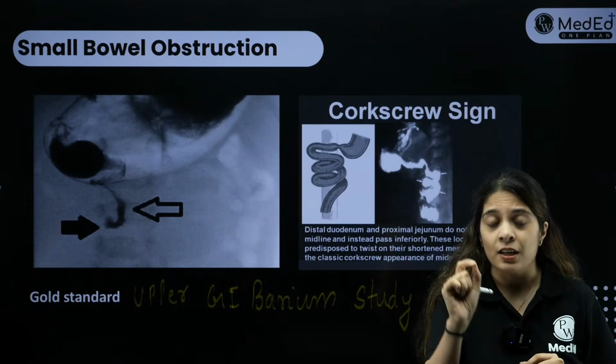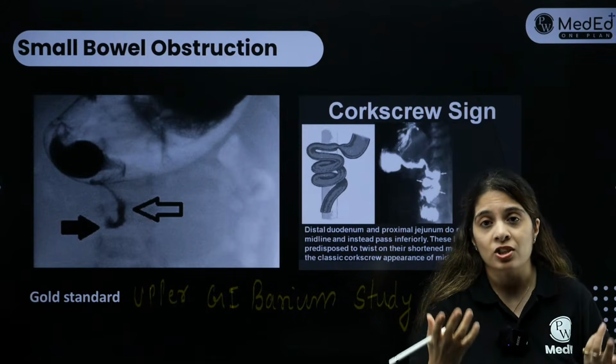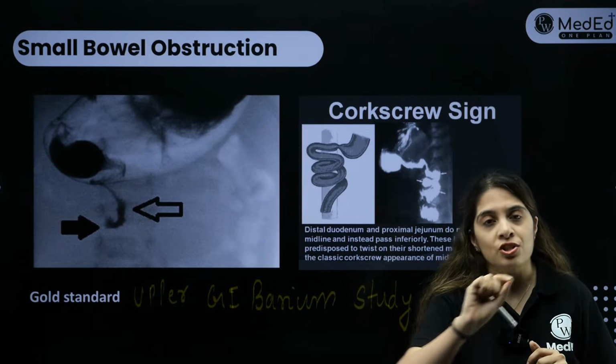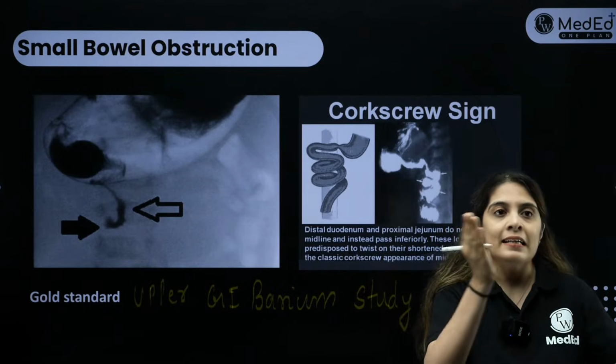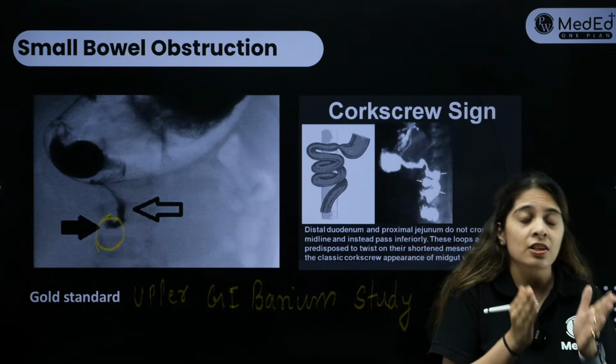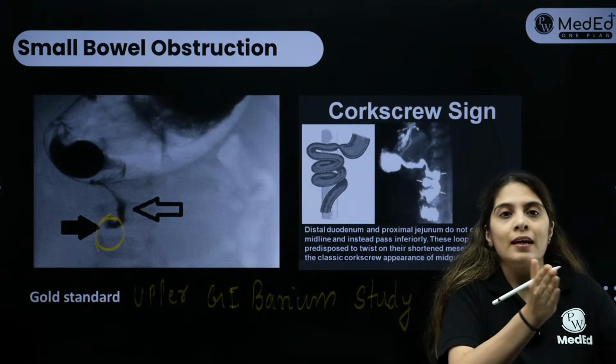The most characteristic sign to test on the upper GI barium study is that the DJ flexure is not going to cross towards the left, and the junction of the DJ flexure is noted to the right of the midline.